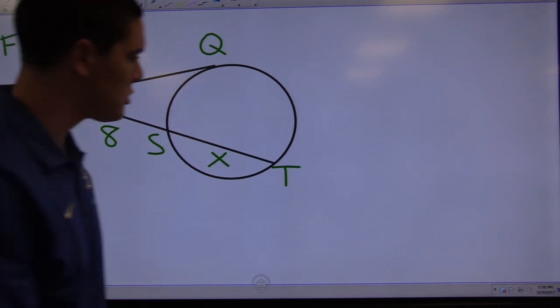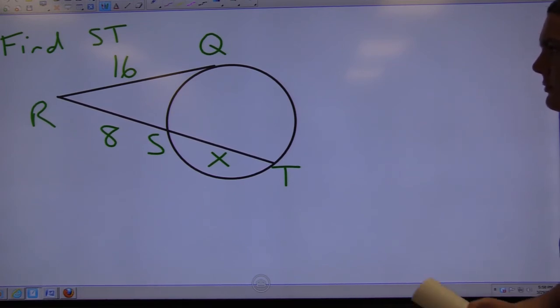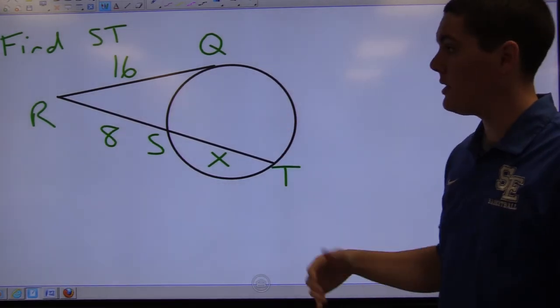All right, let's go ahead and go through this one together. Let's see what we can do. First of all, what I want to do is just realize what type of segments we have. Okay, what type of segments do we have here?